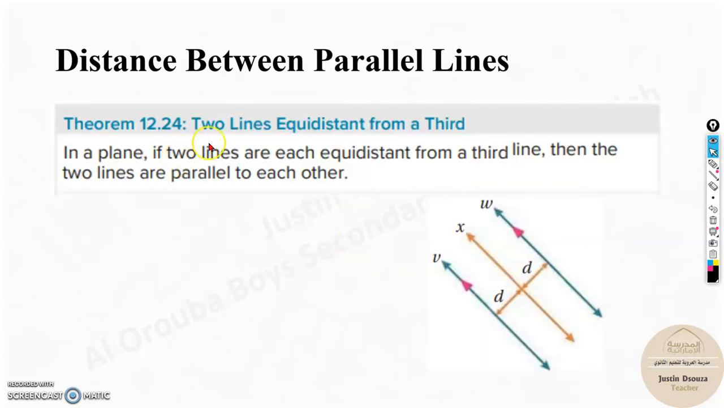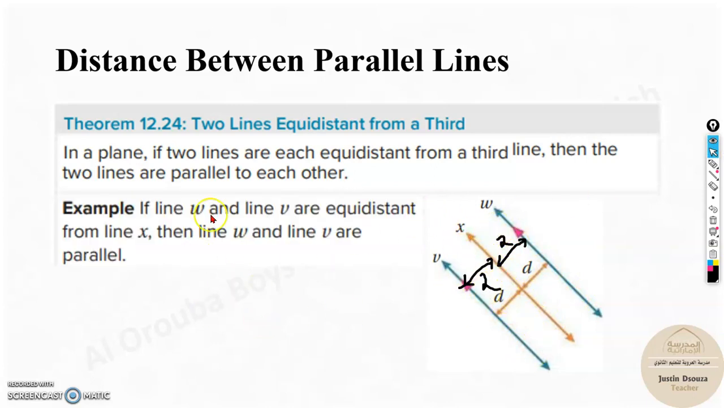Before we go ahead, let's see this. Two lines equidistant from a third. In a plane, if two lines are equidistant from a third line, that means if the distance between these two lines, say, is 2 and 2 over here as well, then those two lines are parallel to each other. Why? Because they're all the same distance apart, so they are parallel. Over here, if W is equidistant from X and V is equidistant from X, and the distance is the same, then they are parallel. So that is the thing.